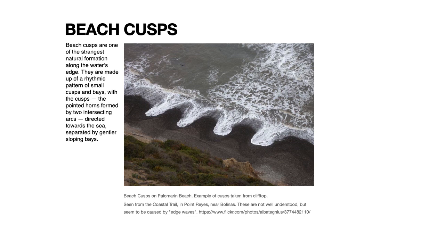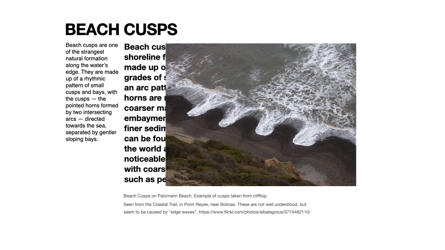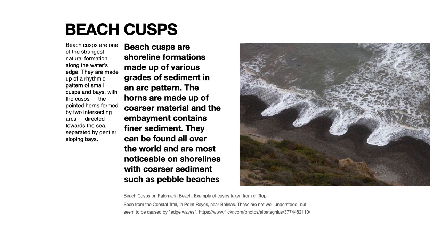Beach cusps are one of the strangest natural formations along the water's edge, made up of a rhythmic pattern of small cusps and bays. The cusps are pointed horns, which is shown here, and as you can see, the embayments are those arcs in between. In a lot of cases, it's pebble and different types of sediment which make these up.